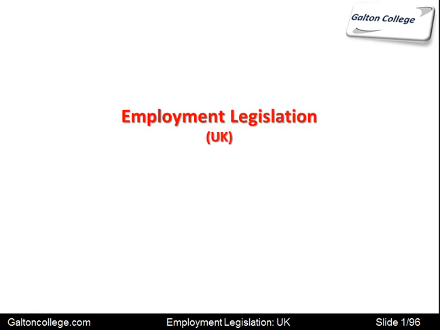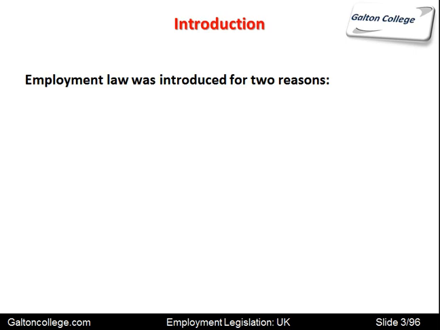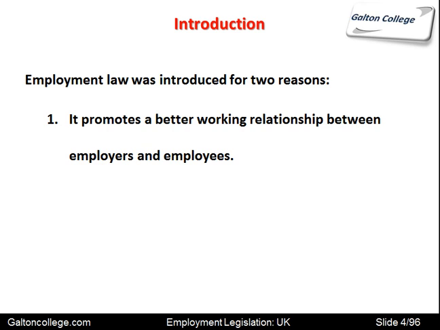In this class we're going to provide an oversight into employment legislation in the UK. Employment law was introduced for two reasons. First of all, it promotes a better working relationship between employers and employees. The ground rules have been set out by law, so both employees and employers know their rights and their obligations. So it clarifies the agreement between employers and employees. And it also brings equality to the workplace.